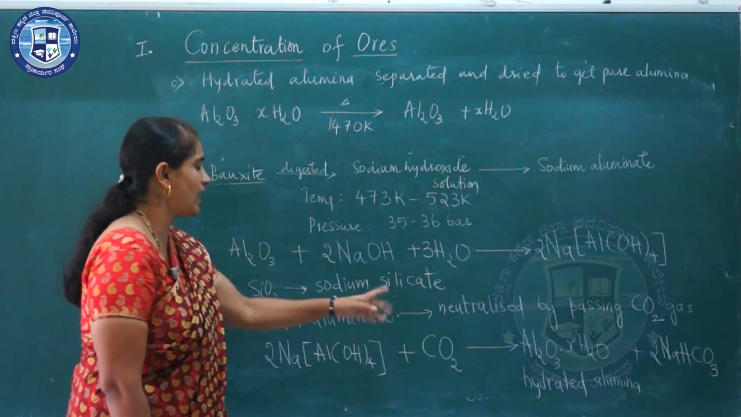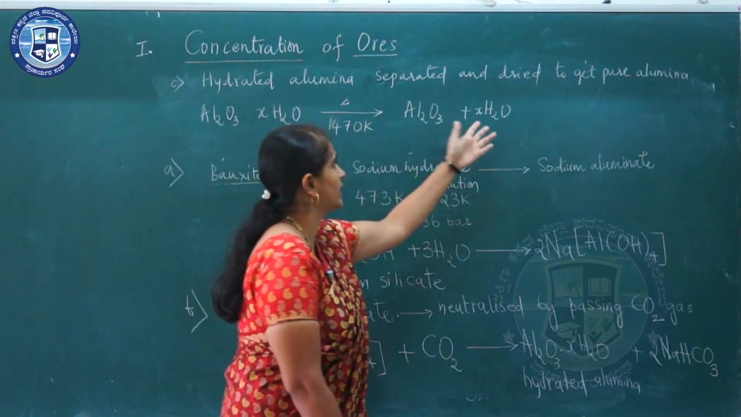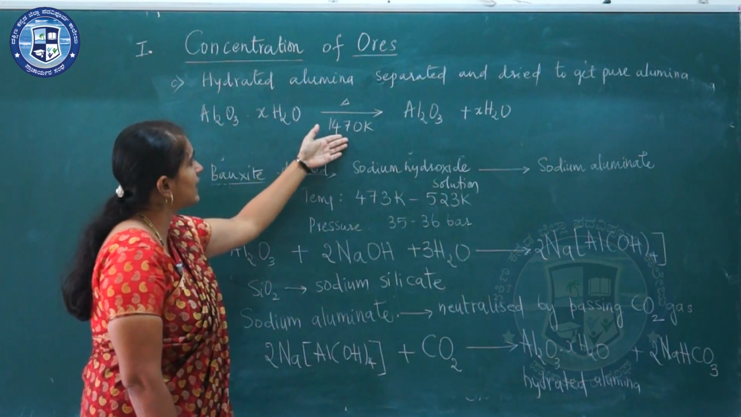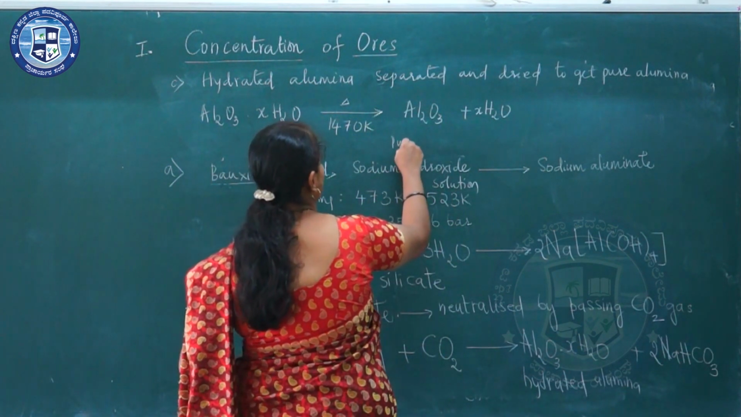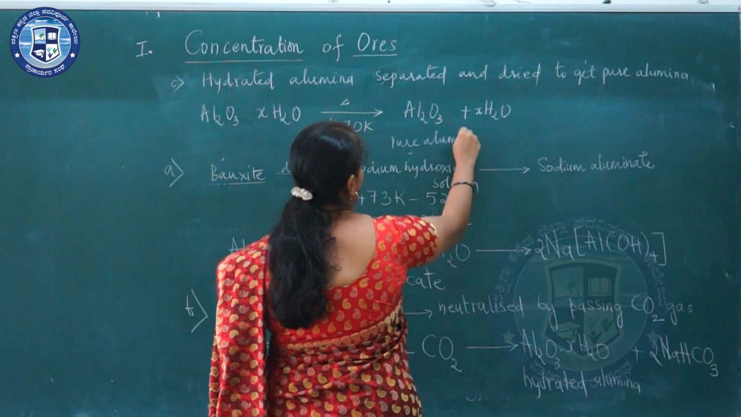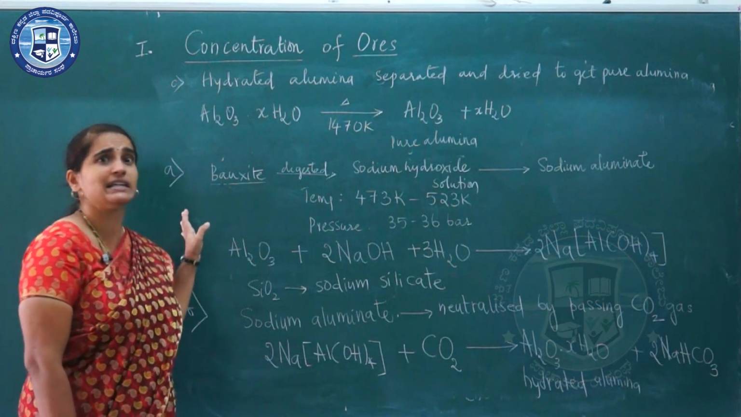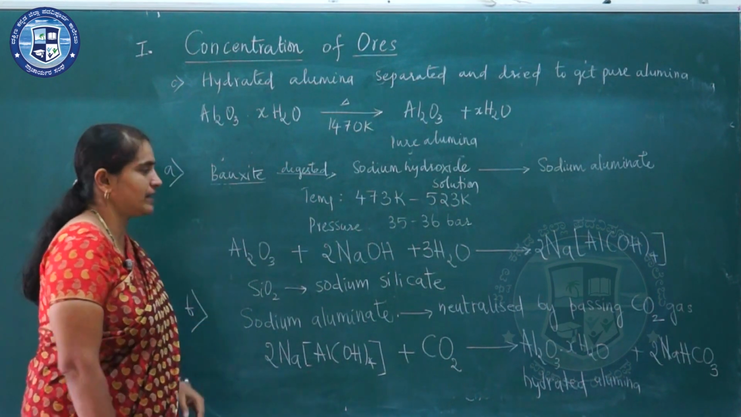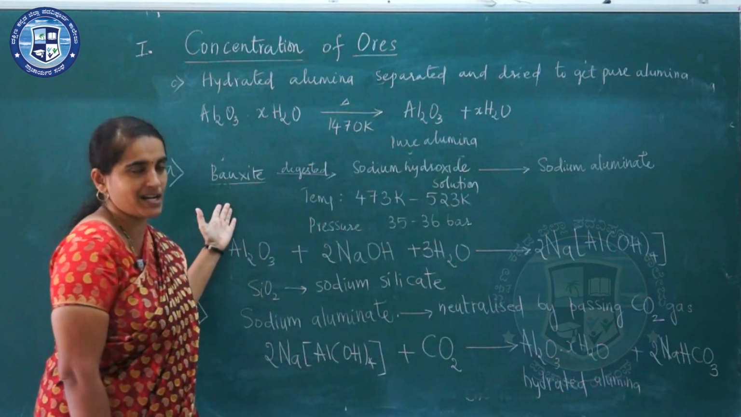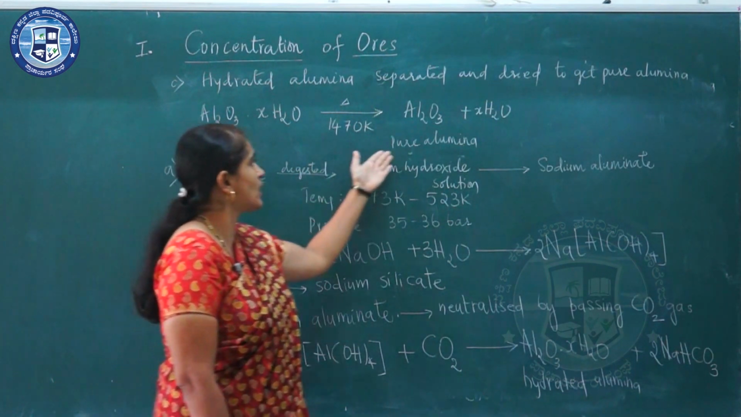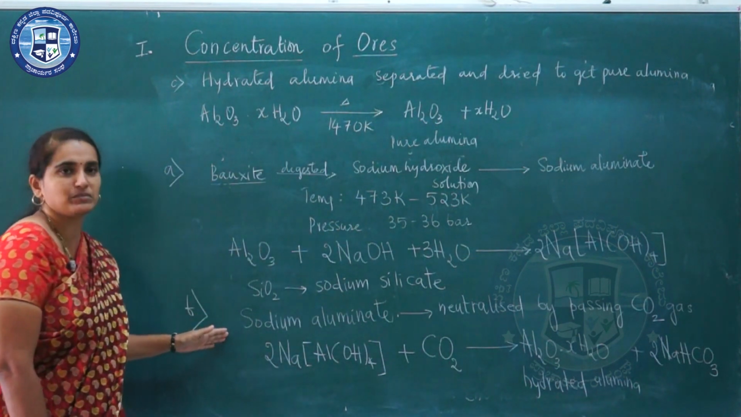In the last step, that hydrated alumina is separated and dried to end up with pure alumina, which requires a slightly higher temperature of 1470 Kelvin. So bauxite has been converted into pure alumina. You may be asked questions like this: explain leaching of bauxite. You can easily write 3 different steps. Or they can ask how do you get pure alumina from bauxite, without mentioning the procedure. In that case also you can mention the same 3 steps.